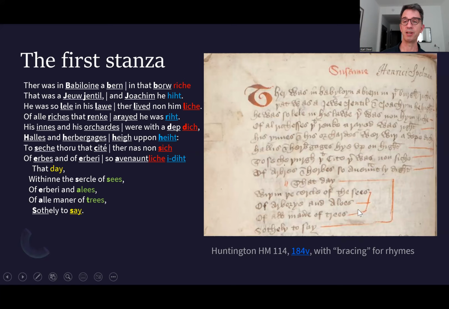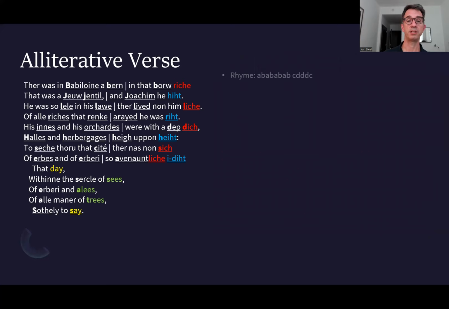We have Susanna, Susanni actually up at the top, and then in a much, much later hand, this is probably from the 17th century, someone named Henry Spellman, who maybe owned the manuscript at some point. So to talk about what kind of verse this is, though, the rhyme scheme, I think, should be obvious to you.